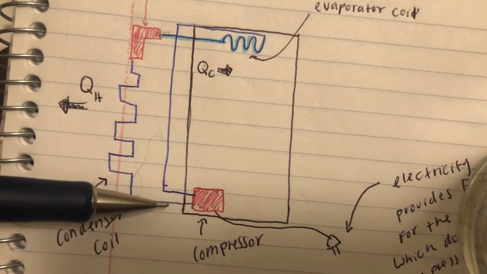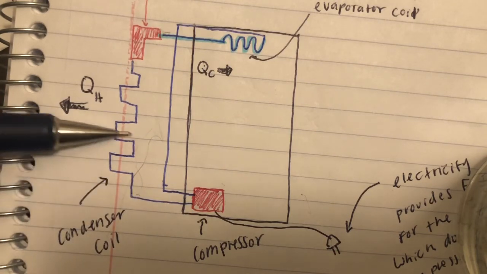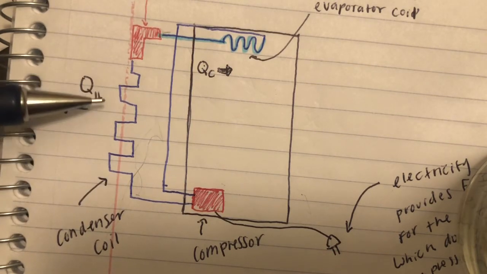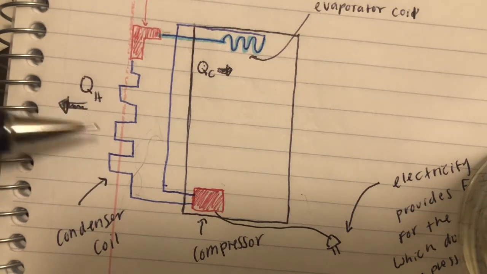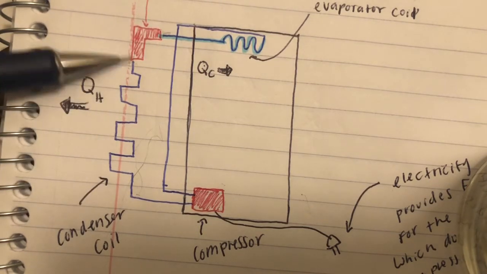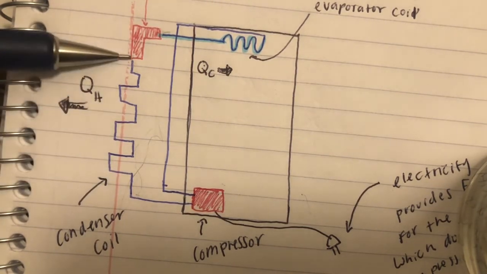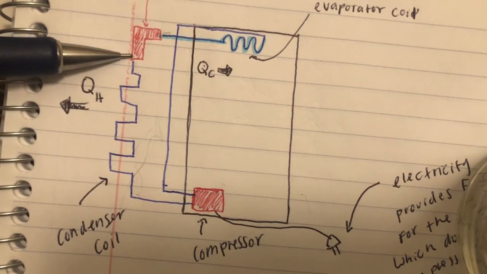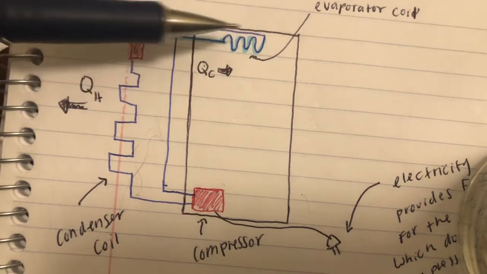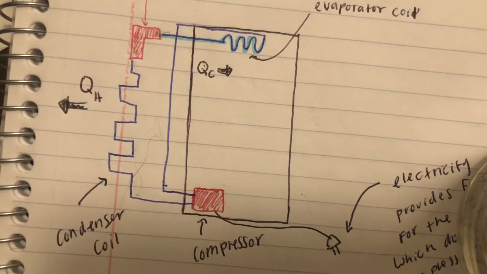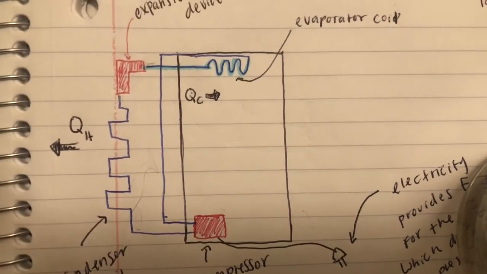So this really hot, high pressure gas goes through condenser coils. What's going through these coils is releasing heat. And once it gets back here, it has released heat. So the refrigerant is cooled back down. Now that it's cooled back down, it can repeat the whole cycle all over again. And that's how a refrigerator works.